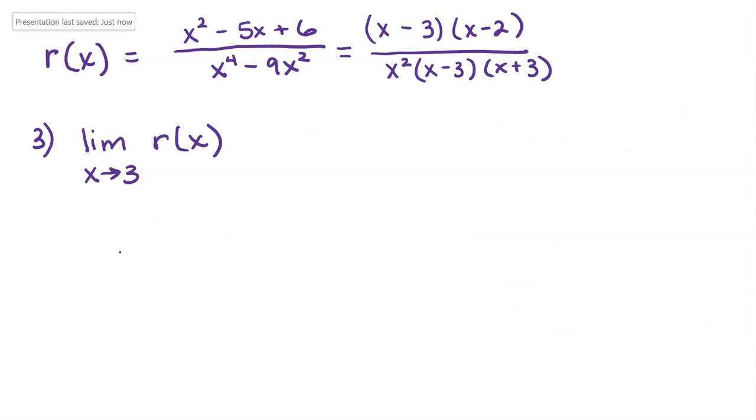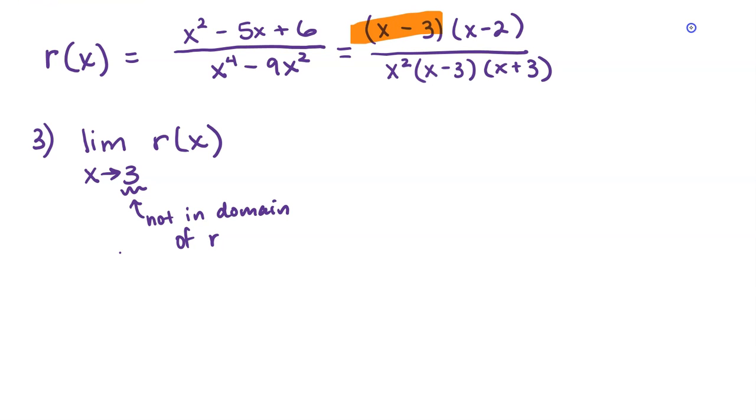Okay, so here things get interesting, because now we've got the limit as x approaches 3. And 3 was not in the domain of r. So we're not just going to be able to plug in and see what happens. Notice that if we plug in a 3 there and 3 there, we would get the top approaching 0 and the bottom approaching 0. This is a 0 over 0 indeterminate form.